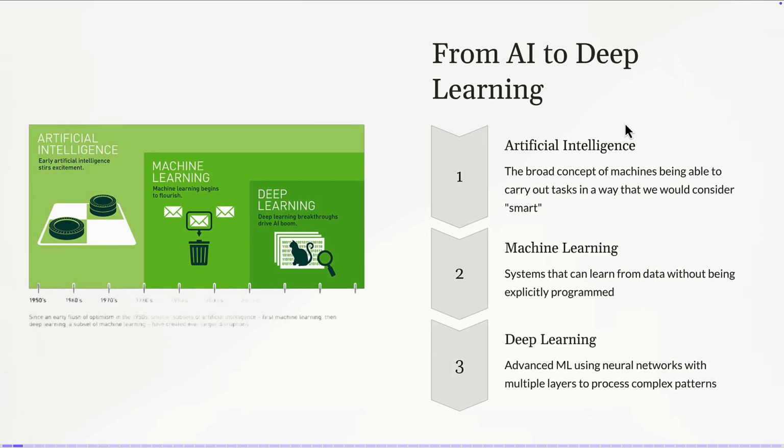So first of all, let's start from basic definitions about artificial intelligence, machine learning, and deep learning, and what is the difference between them. Of course, as you can see from the picture, artificial intelligence is like the big umbrella, and it's quite an old technology, starting from the 50s. And at that time, it started with broad concepts of machines being able to carry out complex tasks in a way that we could consider as smart.